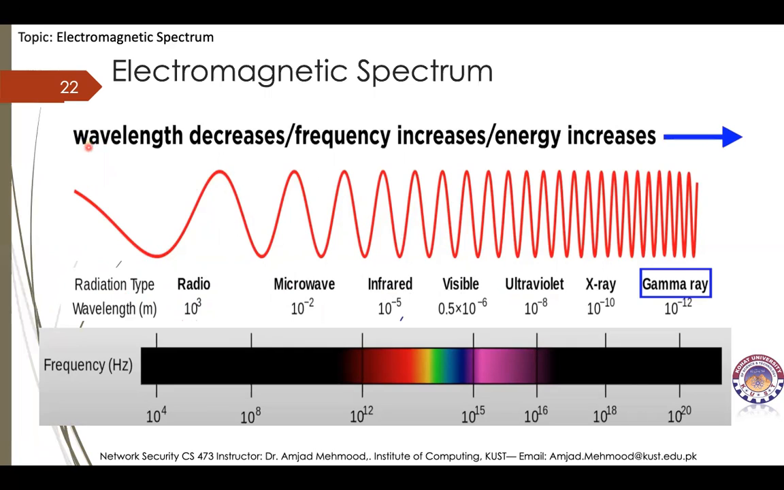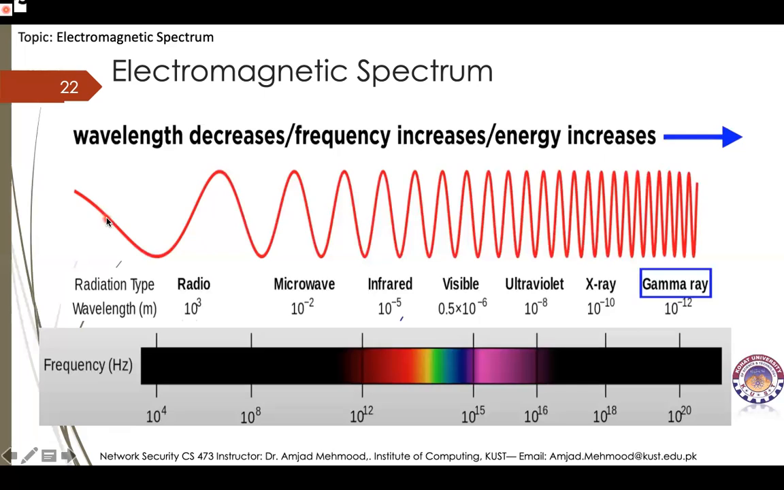On the top you can see wavelength decreases, frequency increases, as we know that they are inversely proportional, and energy increases. So if the wavelength decreases, definitely your frequency will increase, because more cycles will be passing through that vertical line than if we increase the wavelength.